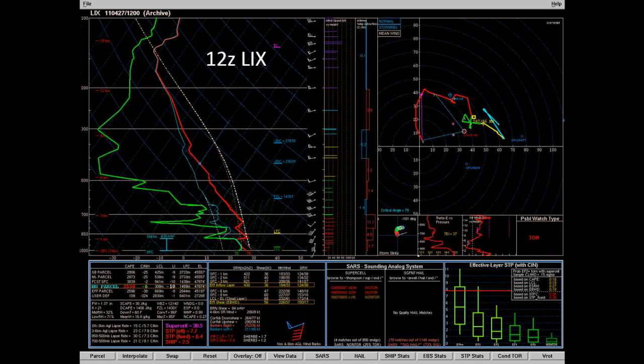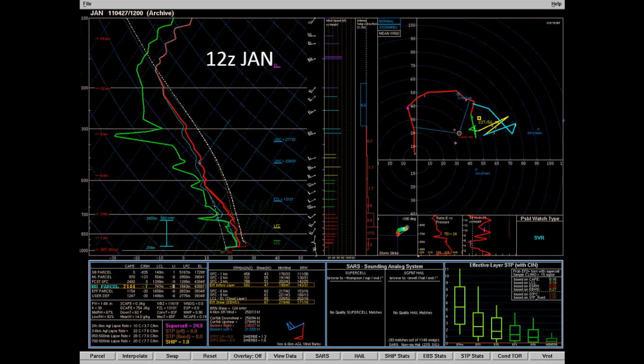You look down to Slidell, Louisiana, and again, I was trying to stay away from the convectively contaminated soundings. Slidell has rich moisture beneath steep lapse rates, large CAPE, also a large hodograph, so there's strong vertical shear, large clockwise turning hodograph. We talked about the importance of that last week. And now you go east, we're going to start getting into some of the things that were concerns about this.